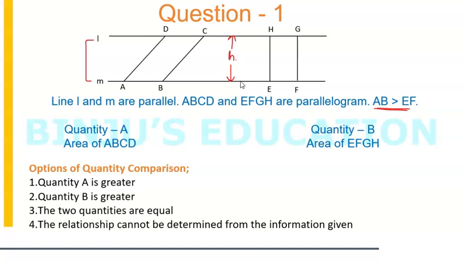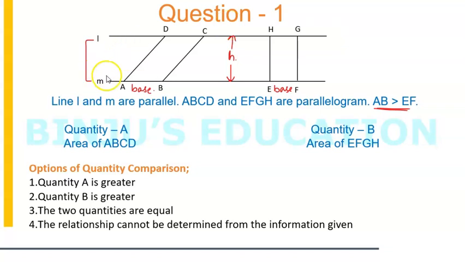So let's do one thing. In case of ABCD, let's consider the base to be AB. And in case of EFGH, let's consider the base to be EF. Now, one thing is sure, which is also given in the fact, that AB is greater than EF. So base AB is greater than base EF. Now, the only thing we need to figure out is height. What's height? Height is nothing but the perpendicular distance of the opposite side onto the base.